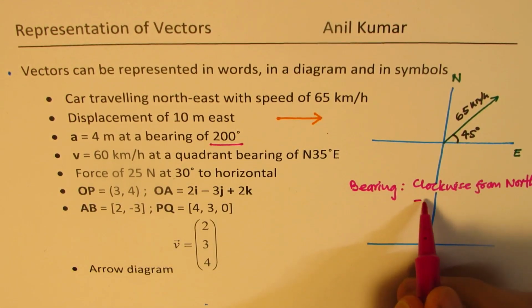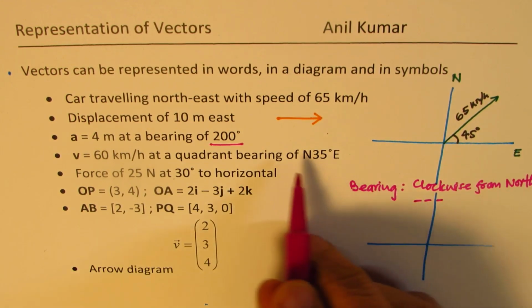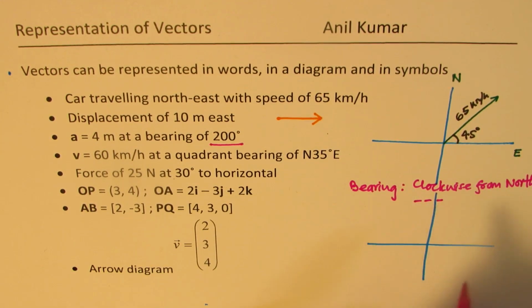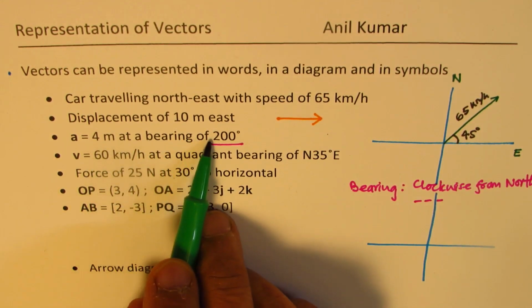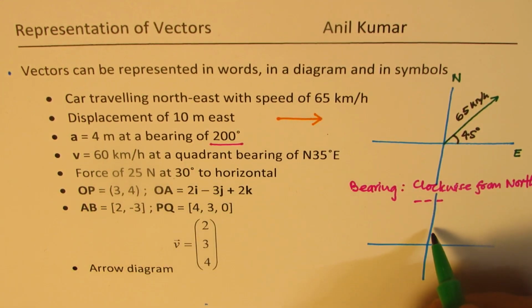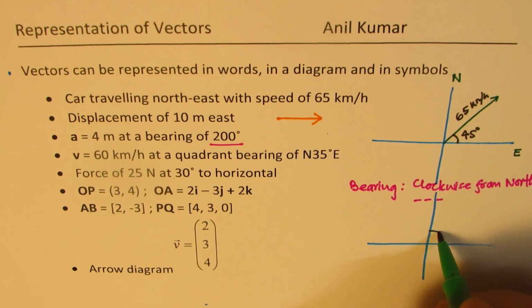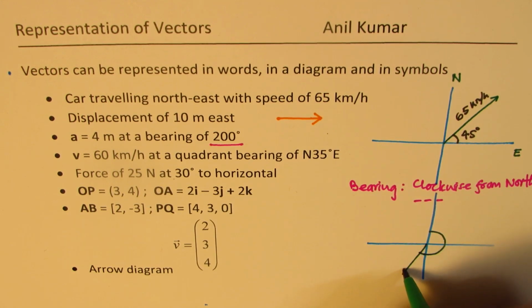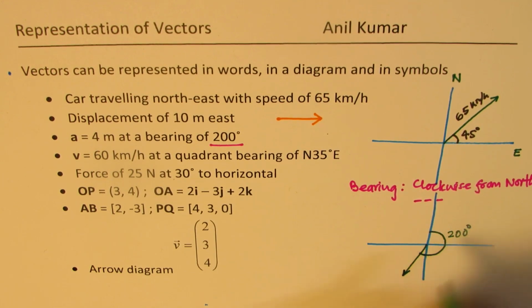Now bearing angles are always given to three places, right? They are written in the hundreds place. So an angle of 200 degrees bearing means that from here, the angle is going to be 200 degrees. So this is 180 plus 20 more. So that should be 200 degrees, correct? So this is 200 degrees bearing.